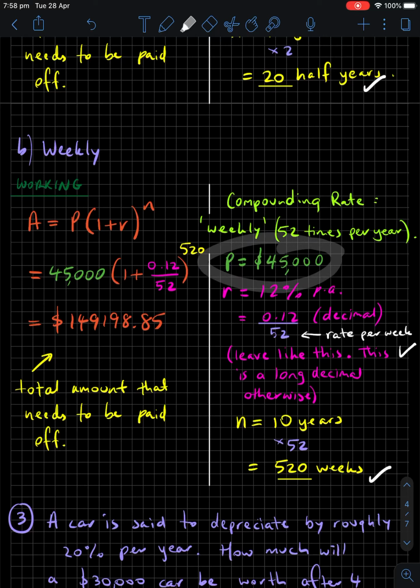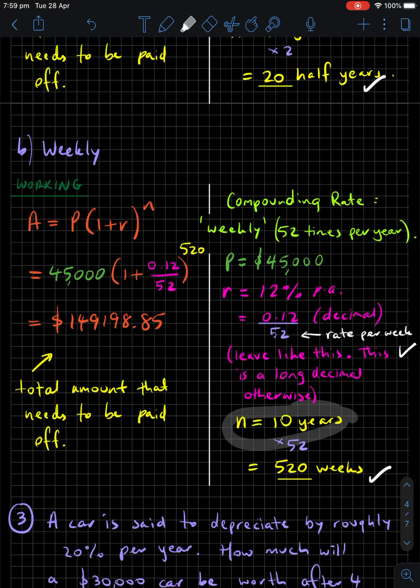Our principal is still going to be the same, $45,000. Our rate is still 12% per annum, but we've got to now divide it by 52. We've got to make it a rate for just one week, so we divide it by 52. If I put that into a calculator, it's a terrible decimal. So you want to leave it looking like this in your calculator, because otherwise it becomes a really long, awful decimal.